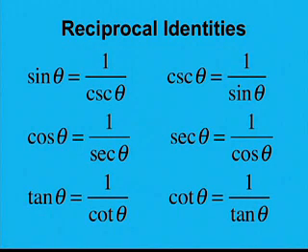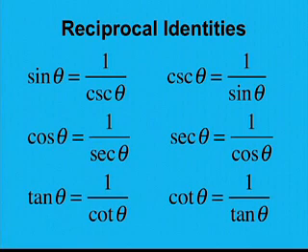Sine theta is equal to 1 over cosecant theta. Cosine theta is equal to 1 over secant theta. Tangent theta is equal to 1 over cotangent theta. And then cosecant theta is equal to 1 over sine theta. Secant theta is equal to 1 over cosine theta. And cotangent theta is equal to 1 over tangent theta.